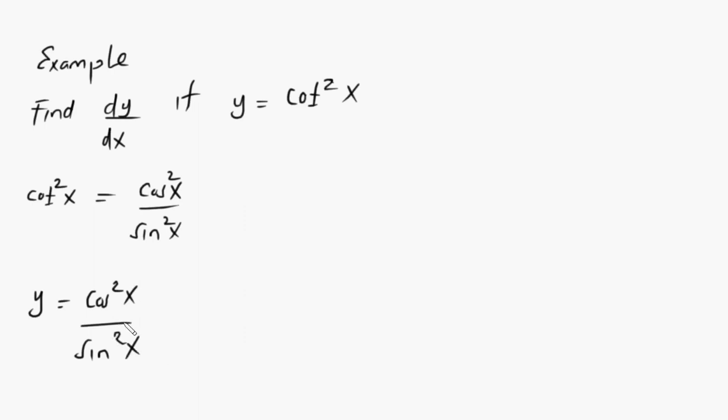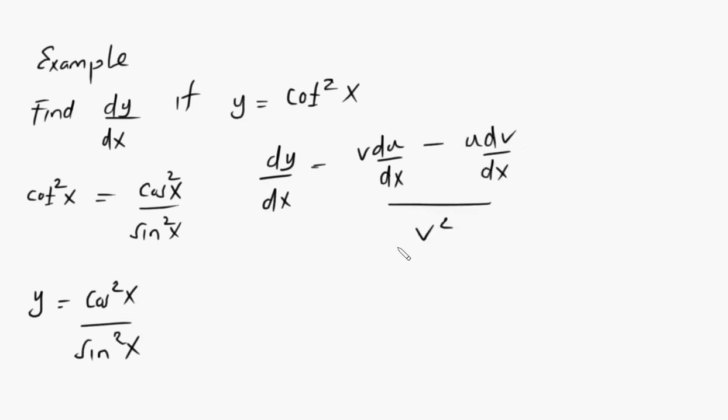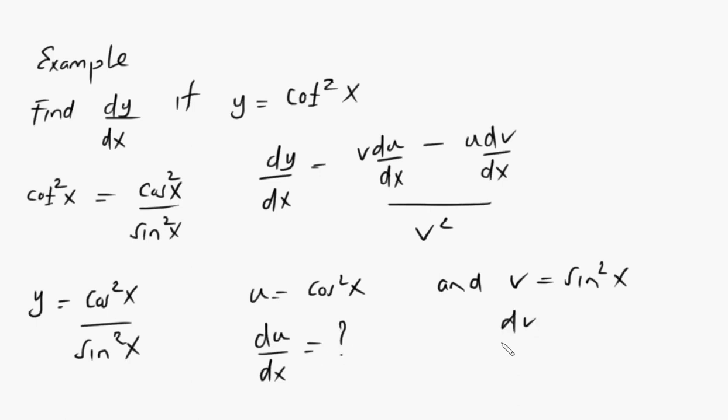So this is a quotient of polynomial function. So I can use the quotient rule. dy dx equals v du dx minus u dv dx over v squared. So u is always the numerator, cos squared x, and v is the denominator, sin squared x. So let's find du dx hapo. It's not simple, it's a little bit complicated. And dv dx hapo. It's also a little bit complicated.